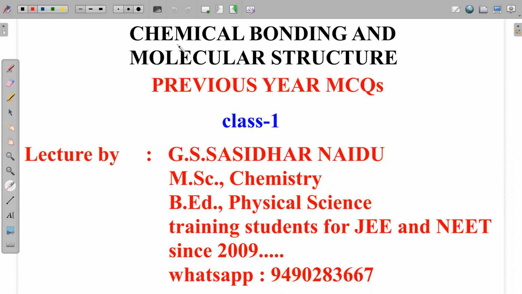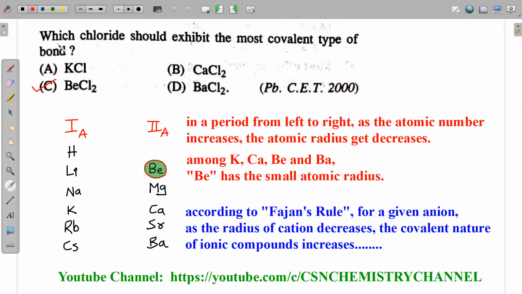In this class, I am going to discuss MCQs from chemical bonding and molecular structure. So here we are discussing only the previous year's MCQs. In your material, you have to check the previous year's MCQs. Yes, see the question. Which chloride should exhibit the most covalent type of bond?